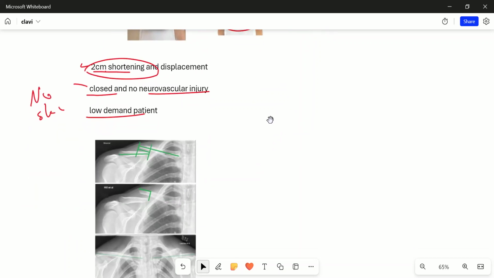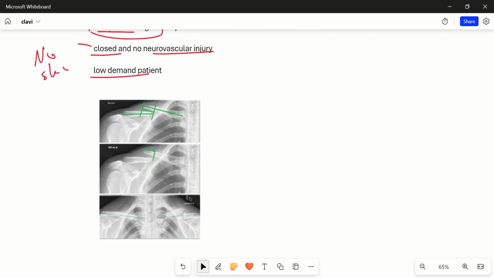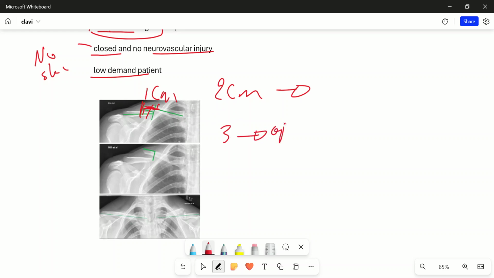How to measure the shortening? It is that easy. All you have to do is take an X-ray of both shoulders and measure how much it is shortened from the medial end to the lateral end, or the area of displacement here. You can measure how much. If it is 1 centimeter, this is shortening. 2 centimeters shortening, this is conservative treatment. If it is more than this, like 3 centimeters, it will be operative treatment.